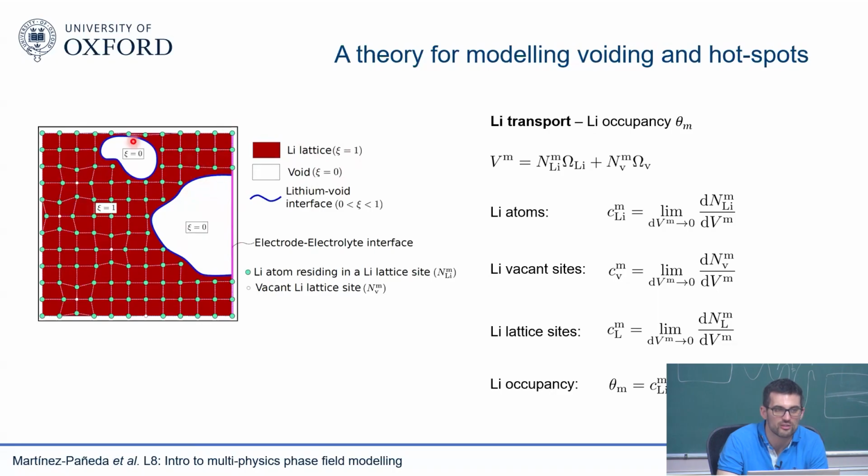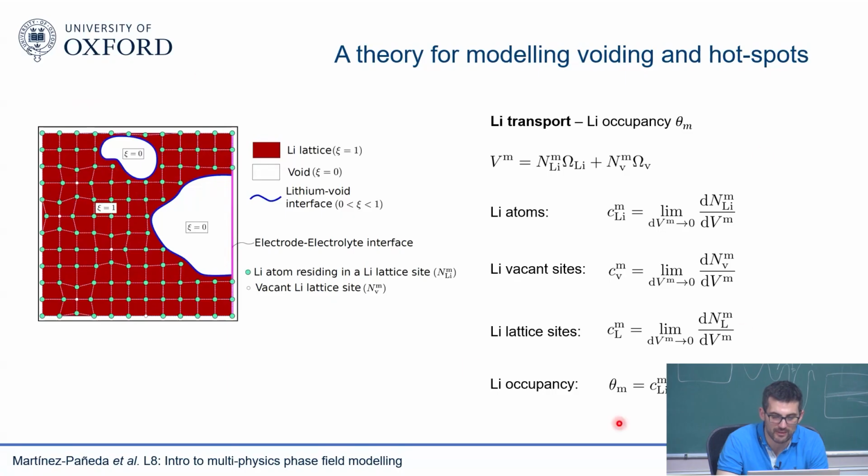And then the interface, of course, is going to be a smooth interface. So this psi parameter is going to be between 0 and 1. So you have various interfaces. You have an interface between the void and the metal. And the void might be located at the interface between the electrode and the electrolyte, which is the purple interface here. Or it might be, you know, occluded inside of the metal.